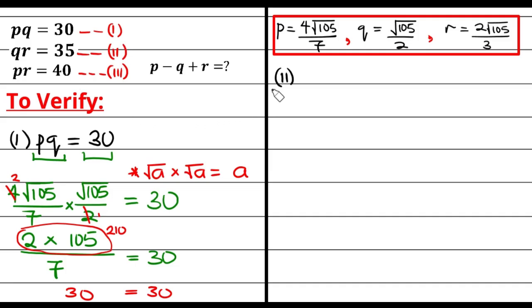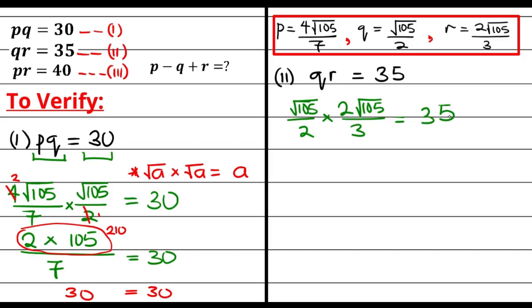So I'm not going to stop there. I'm going to confirm the value of R if that is also correct, but I'm going to use equation 2, that is QR equals 35. All I'm aiming at is to confirm if this left hand side is going to be equal to this right hand side. If it is, then the values of R and Q are correct. From the concluded answer above, Q is square root of 105 over 2, then multiply by R, and R is 2 into square root of 105 as well, but this time over 3. Then this equal sign is still there. Then I really want to confirm if this is going to be equal to 35.